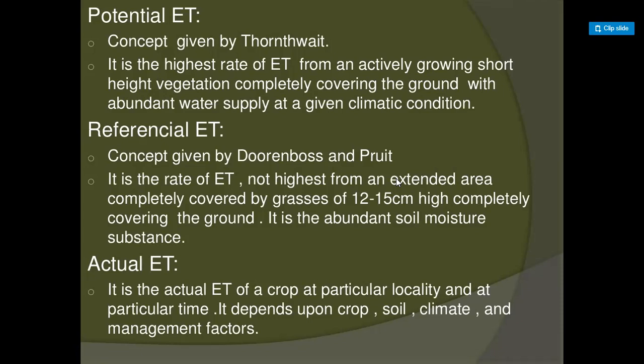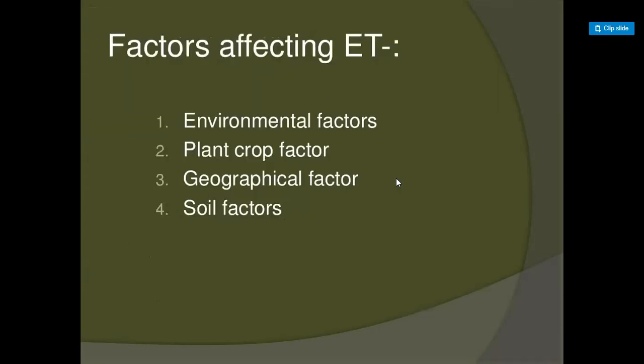With abundant soil moisture. Actual evapotranspiration is the actual evapotranspiration of a crop at a particular locality and at a particular time. It depends upon crop, soil, climate, and management factors. And guys, here are the factors affecting evapotranspiration.